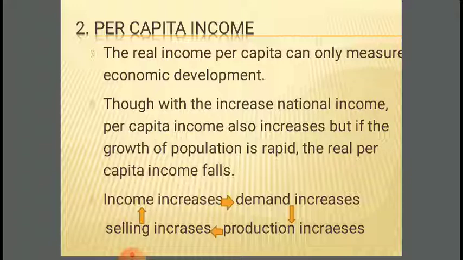What happens is that national income sometimes gives a wrong indication. If national income is increasing and simultaneously the population is also increasing, then per capita income will decrease. And if per capita income decreases, it means the population's income is not increasing. In that situation, the demand will not increase, though national income is increasing. So national income is not a correct indicator. The correct indicator is per capita income.